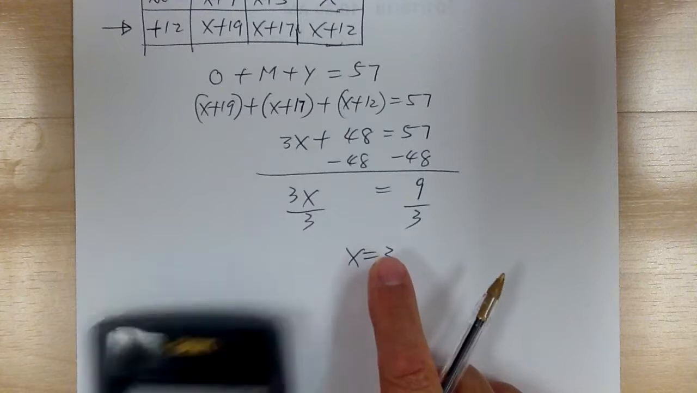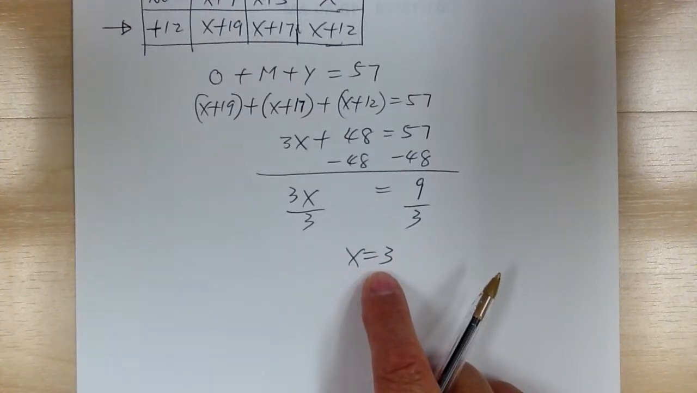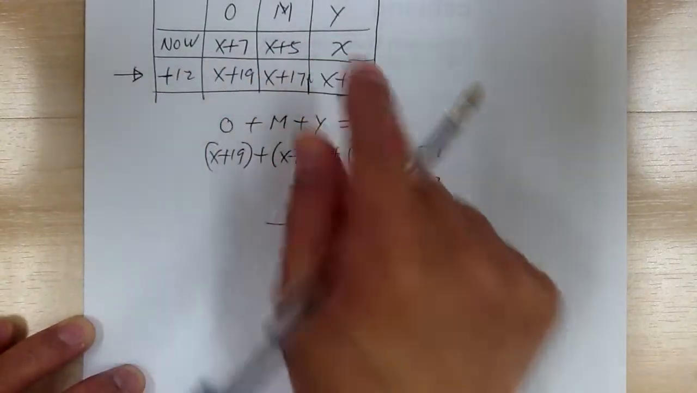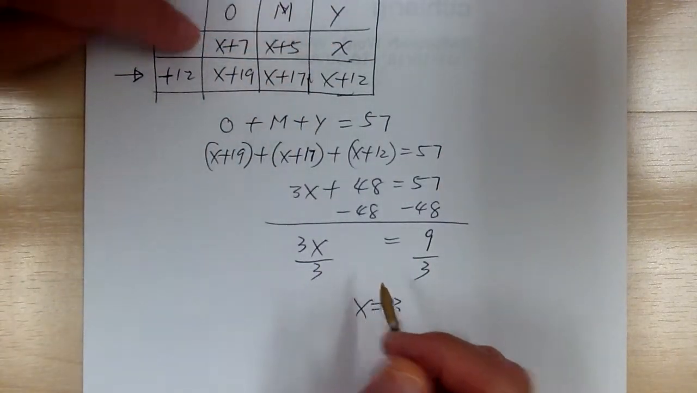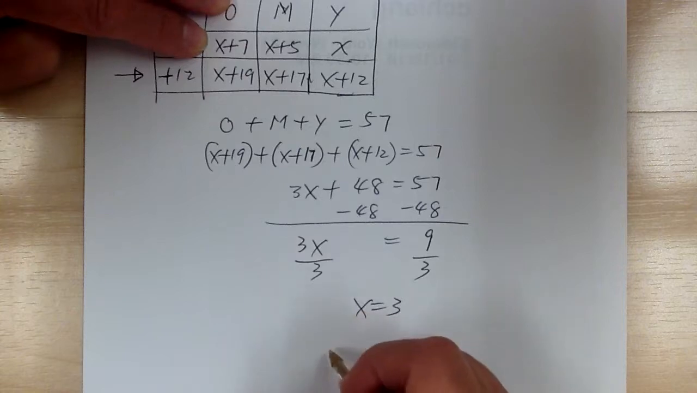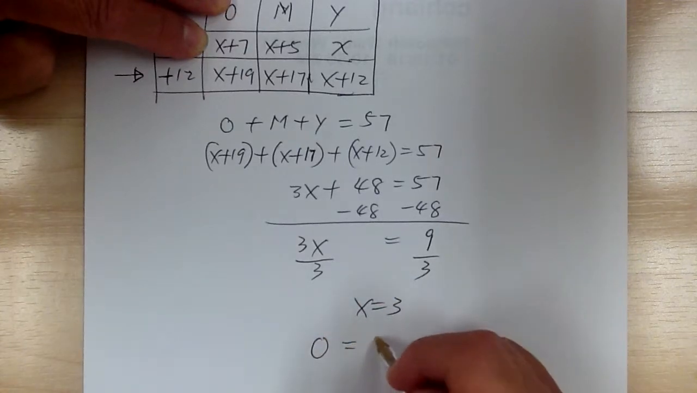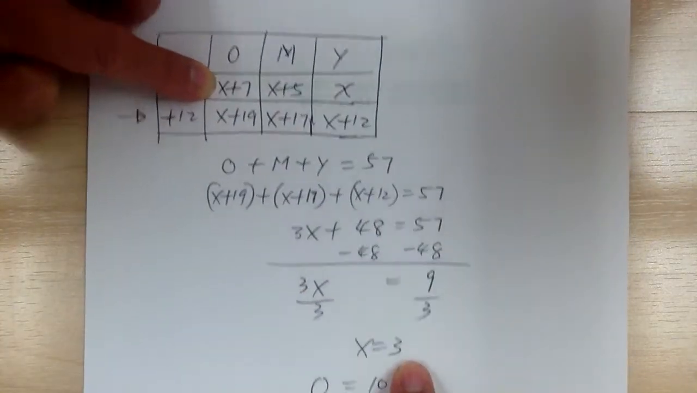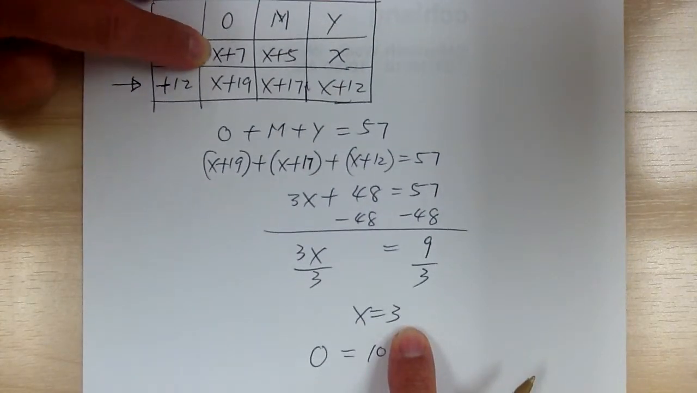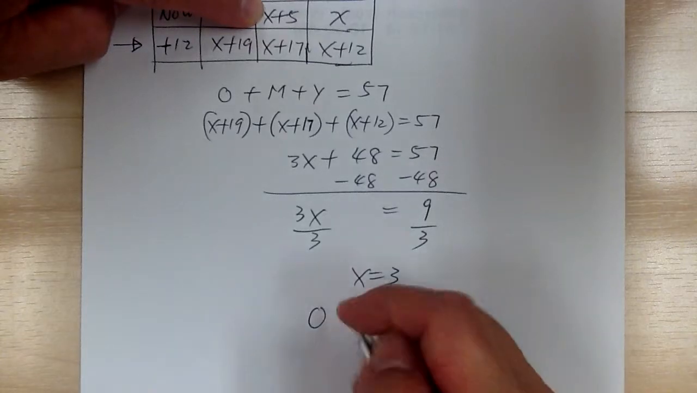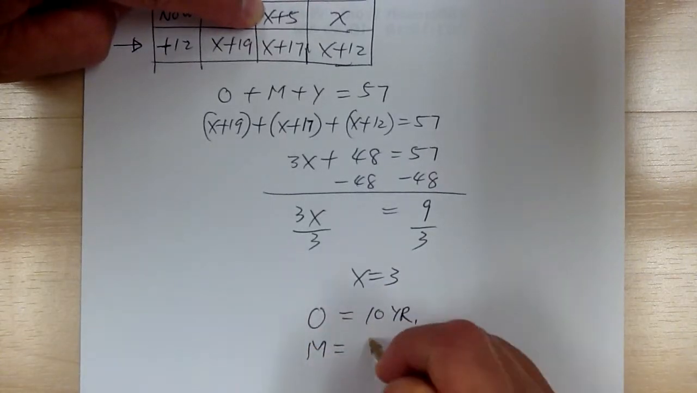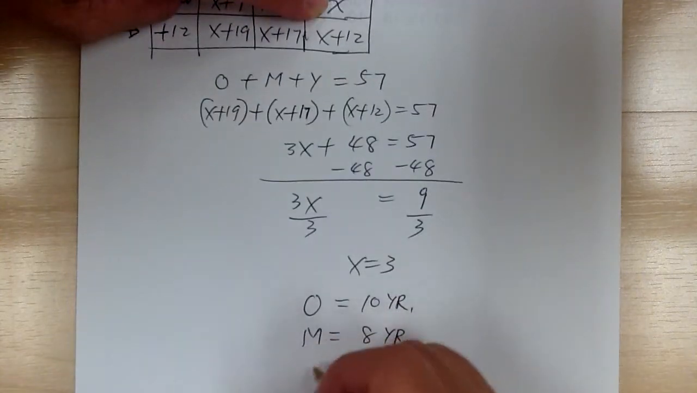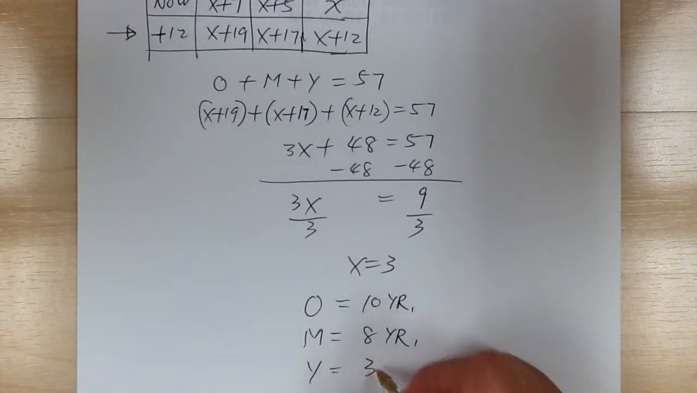But again, don't box that yet. You have to answer the question. It says, what is each child's age now? So looking for the age of each person now. So that means you have to look at this. The oldest child now is x plus 7. So oldest is 10, right, because it's x plus 7. So it's 3 plus 7. Okay? The middle one is x plus 5. So the middle one will equal 8. Okay? And the youngest is x. So the youngest would be 3.